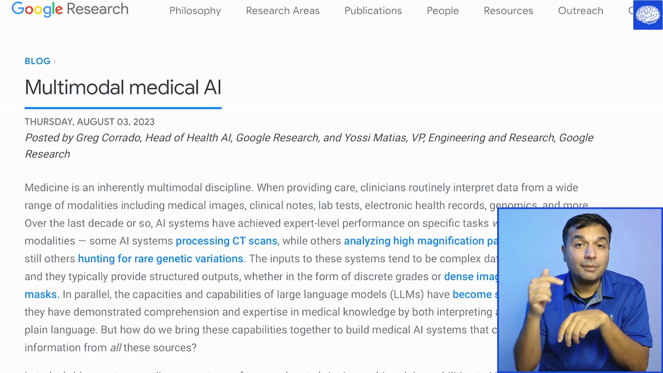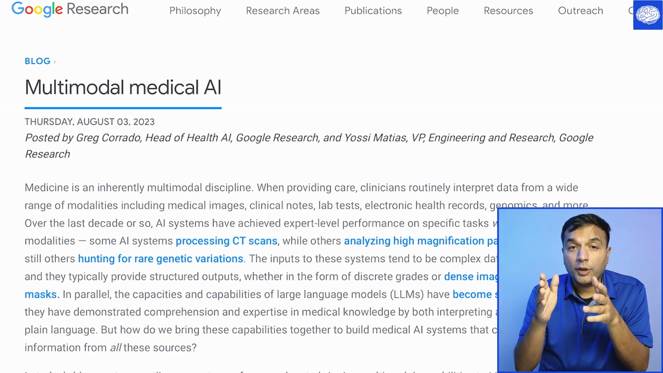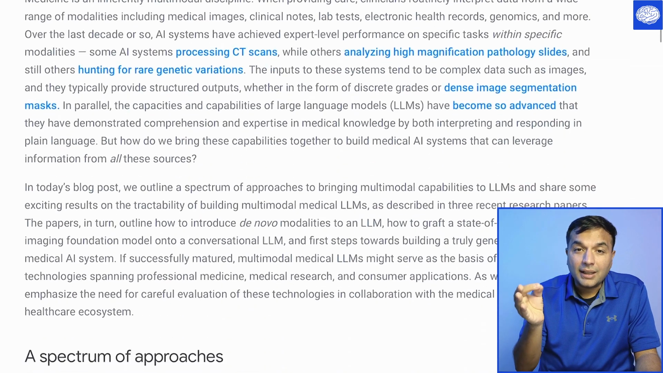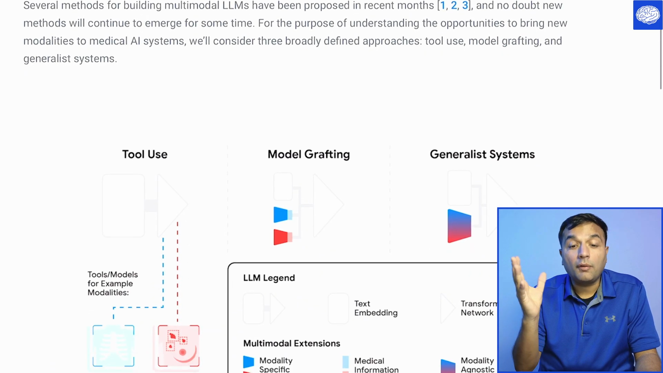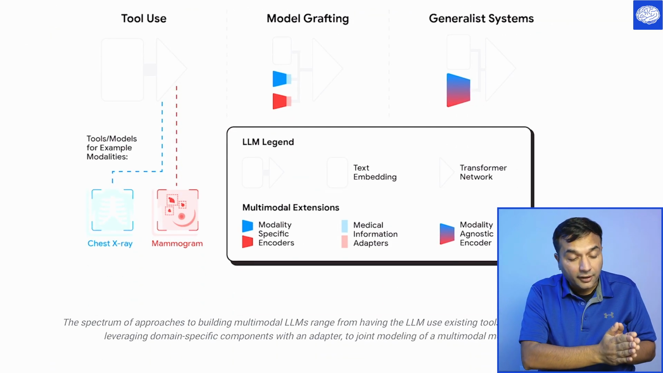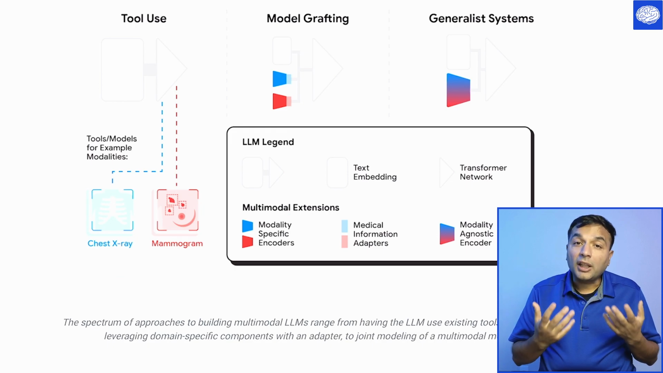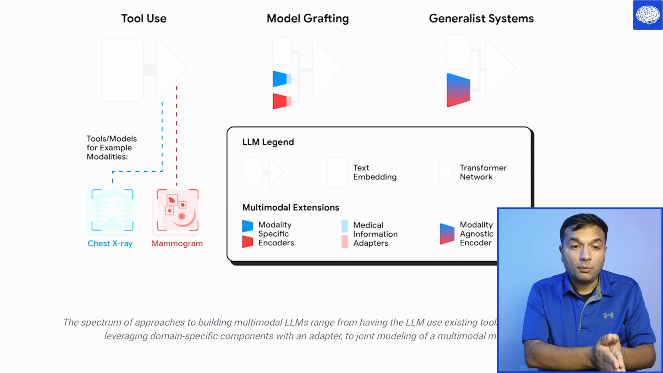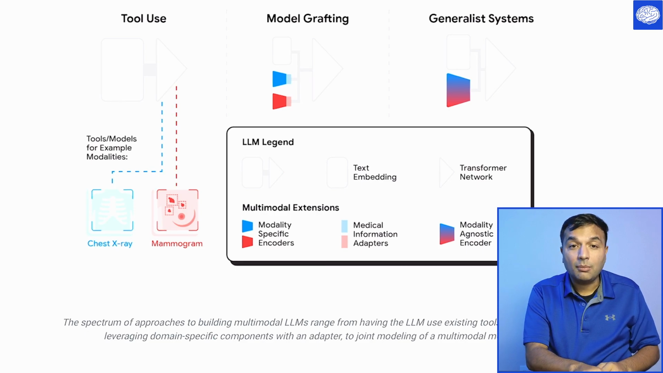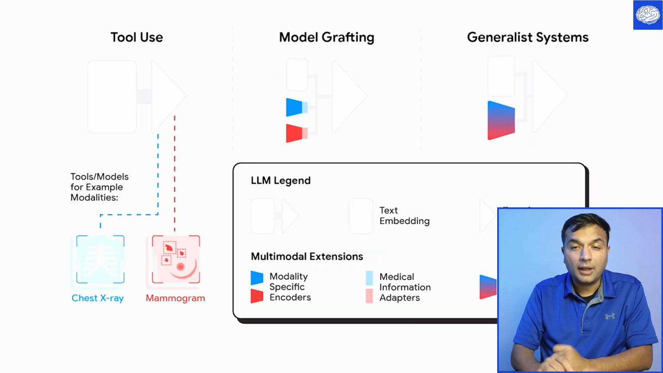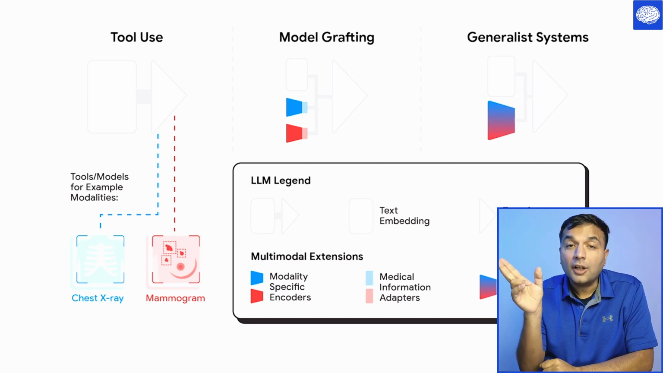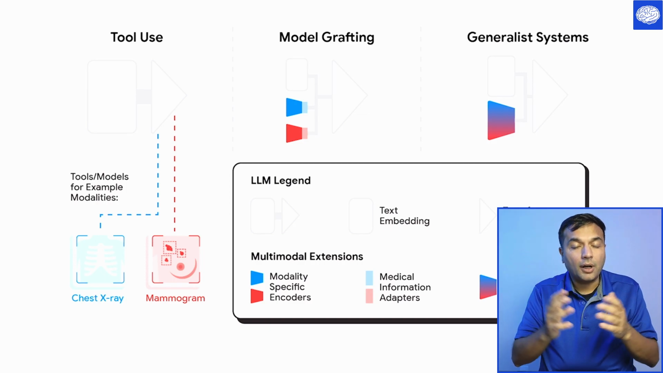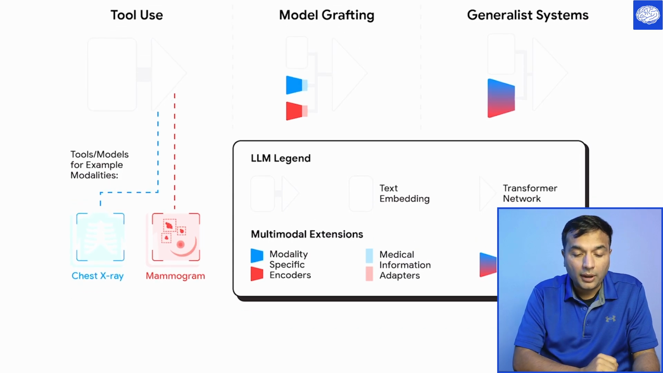Multimodal Medical AI. This blog post is going to be linked below when you are trying to find it. What they have done is try to understand that there is a spectrum of approaches in which you can create generalist AI. There are multiple tools that you can use. One of them is a smaller artificial intelligence like chest x-ray and mammograms, and then you can use model grafting to go towards generalist systems by combining different artificial intelligences. And we're going to talk about this more.